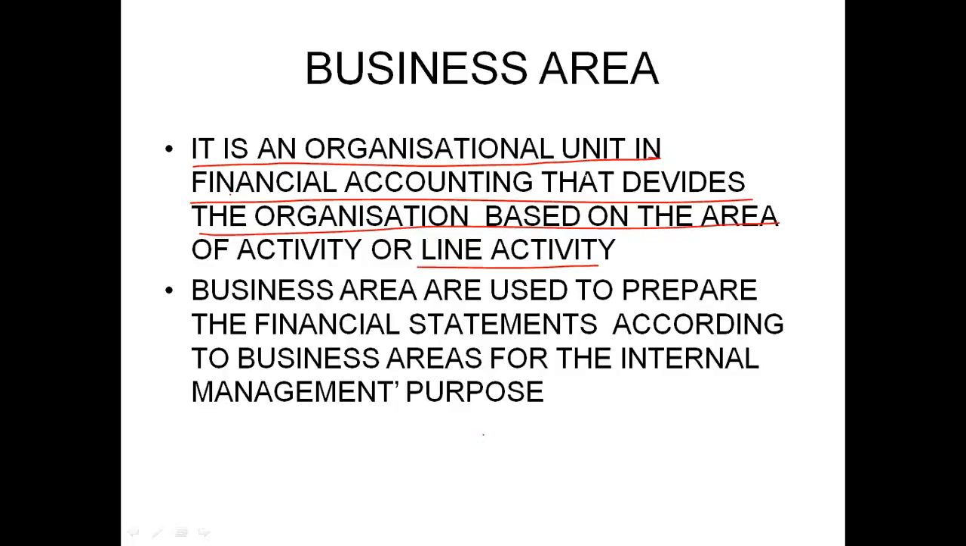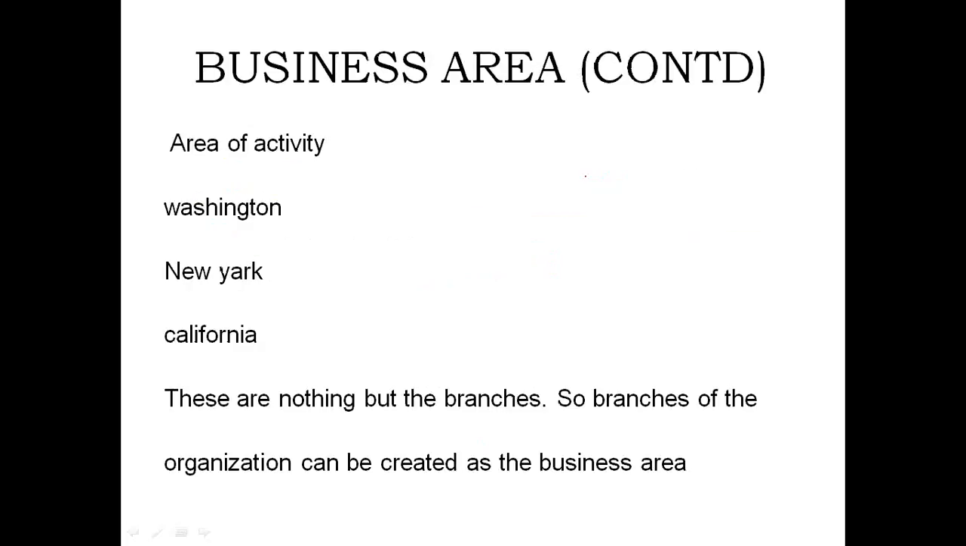So, division of the enterprise based on the geographical area of activity means what? For example, we are carrying on business in Washington, New York, and California. So, this is called geographical division of the business. This is called the geographical division of enterprise. We are carrying on business in Washington, New York, California means what? We are having the branches there. So generally the branches of the organization can be created as business area.